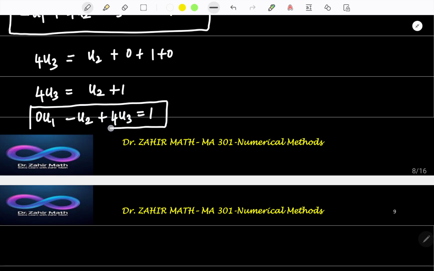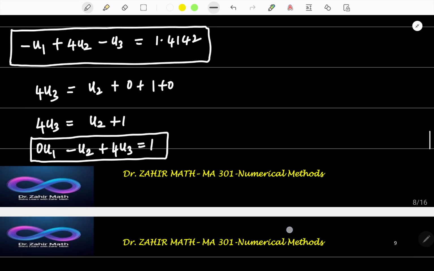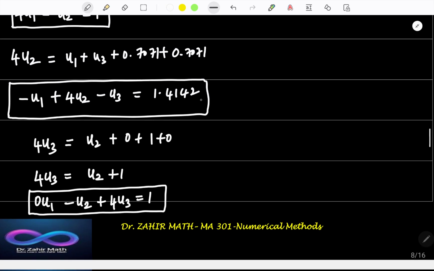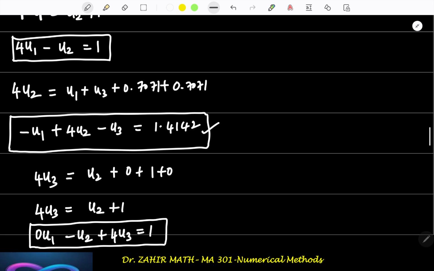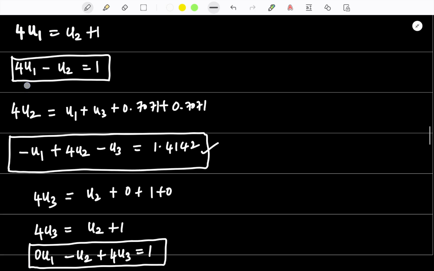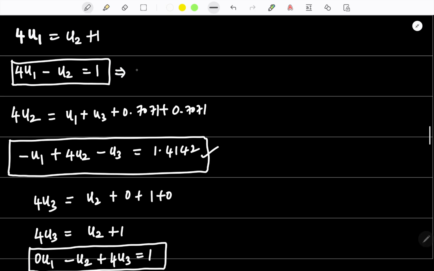Always keep the constants on the right side, because in the calculator mode only your constant should be on the right side. Now go to your calculator, mode, equation, 5 and then 2. If you go to the equation, you just give 1. This is actually 4u1 minus u2 plus 0 u3 is equal to 1.